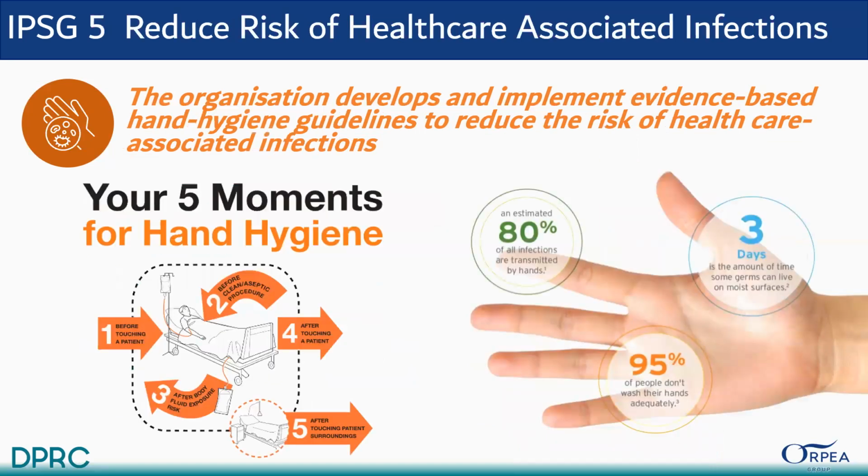IPSG goal 5: reduce risk of healthcare associated infections. So we have 5 moments of hand hygiene: before touching the patient, before clean and aseptic procedures, after body fluids exposure risk, after touching a patient, and after touching the patient's surroundings. So hand hygiene is very important.